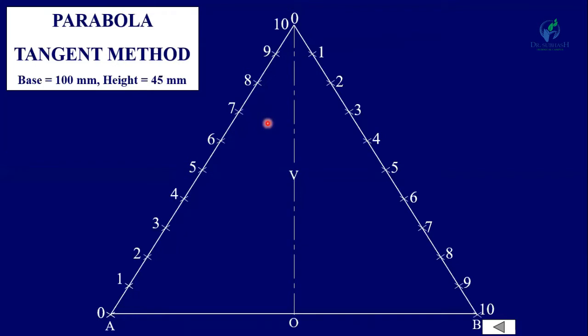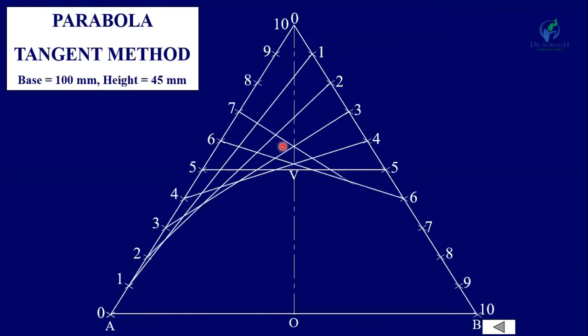So the next step is to join point 1 to 1 by a straight line. Similarly, join point 2 with 2 by a straight line, and all the points: 3 with 3, 4 with 4, 5 with 5, 6 with 6, 7 with 7, 8 with 8, 9 with 9 and 10 with 10. Okay, so you will get a shape which is equivalent to the parabola.